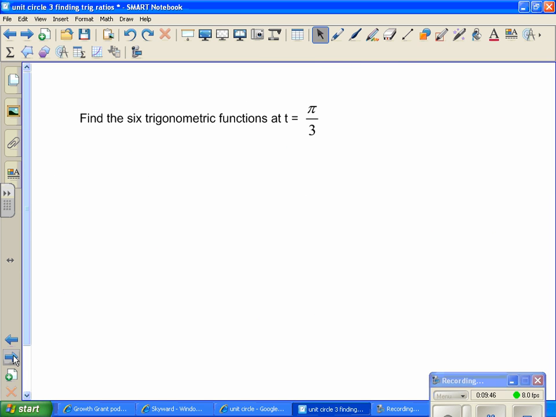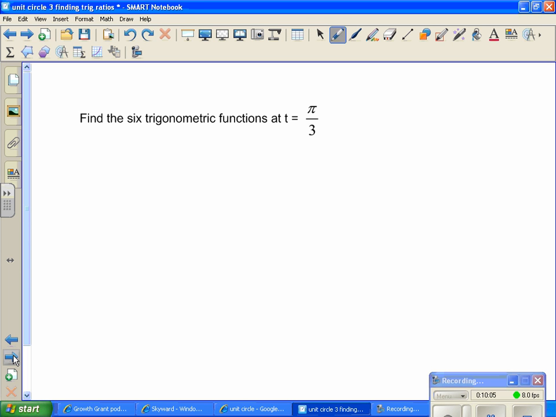All right, last example. One other thing that we oftentimes do here is just pick one point on the unit circle, like for example pi thirds, and just find all 6 of the trigonometric functions. You can really see some symmetry here, especially if you analyze all 6 of them in quadrant 1. You can see some patterns that are really nice.